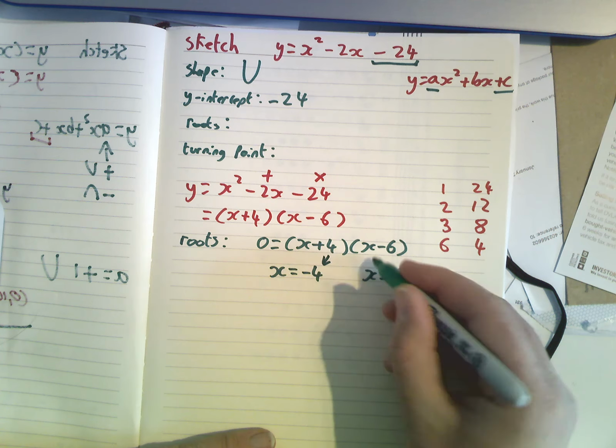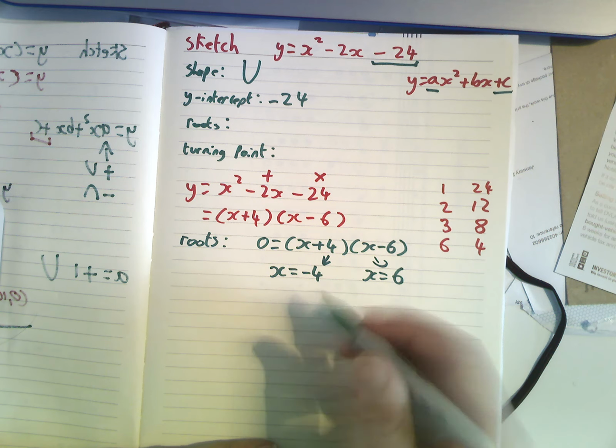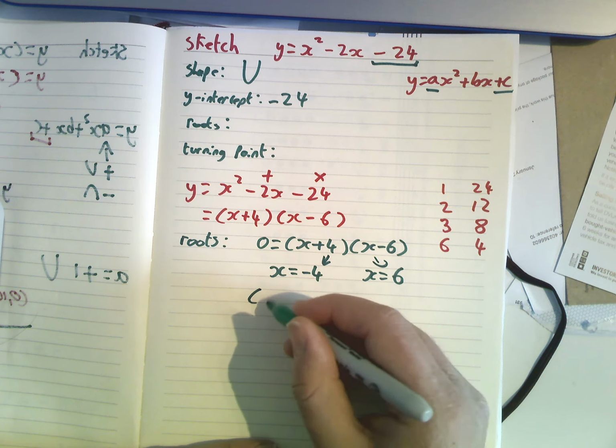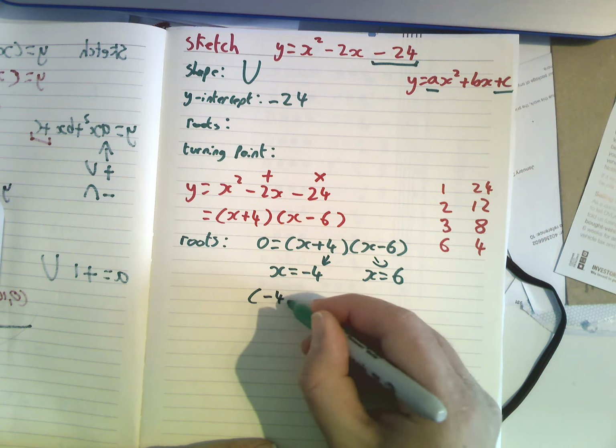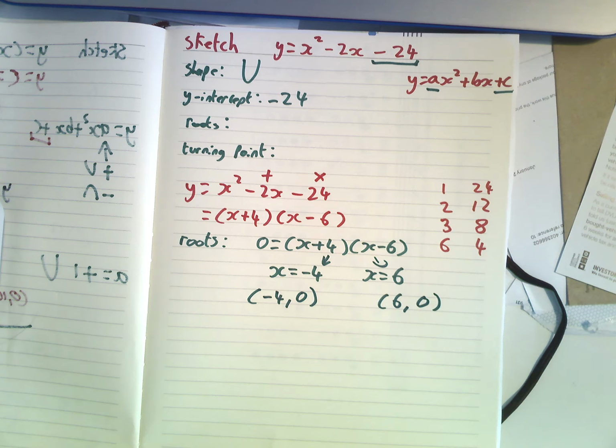Okay, so that's a quick recap there. These are the roots. So this means that my parabola crosses the x-axis at the point -4, 0 and at the point 6, 0.